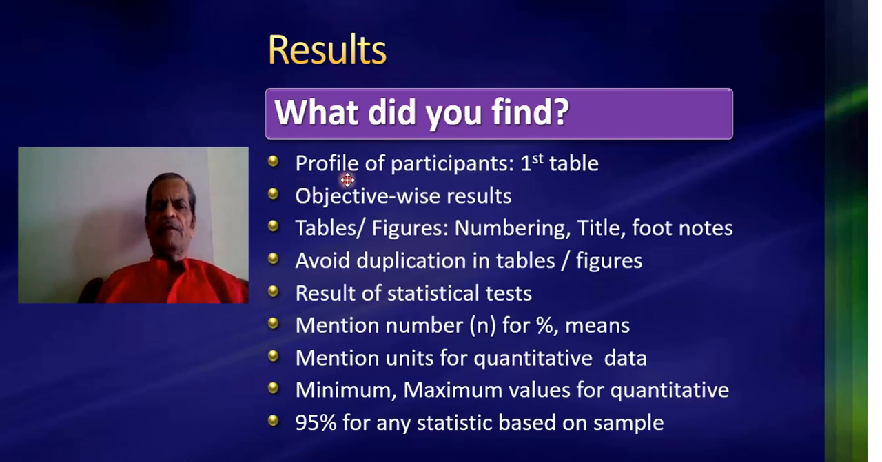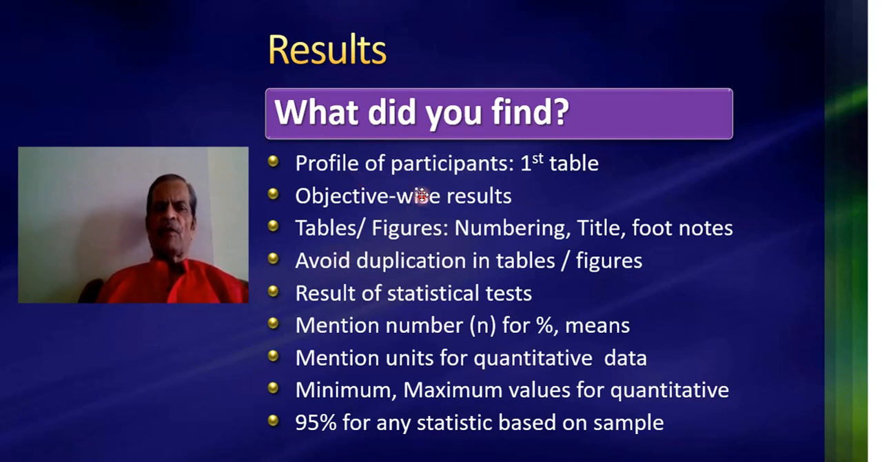Therein the first table should be the profile of the participants. The participants are those who were included in the study. It could be the study group and the control group. In a case control study, it could be cases and the control group. In a clinical trial, it could be the experimental group and the control group.